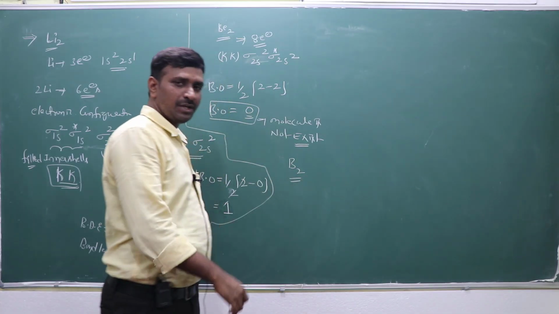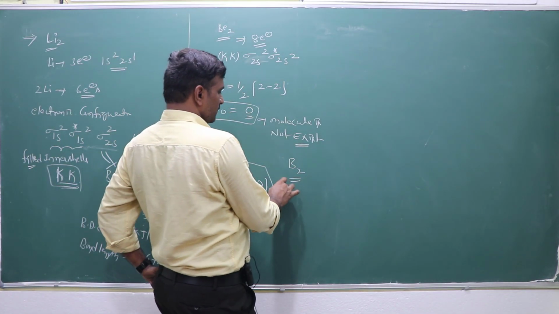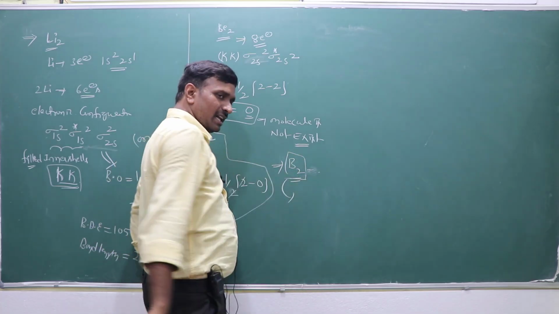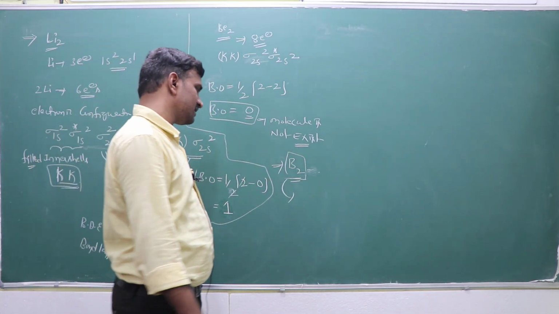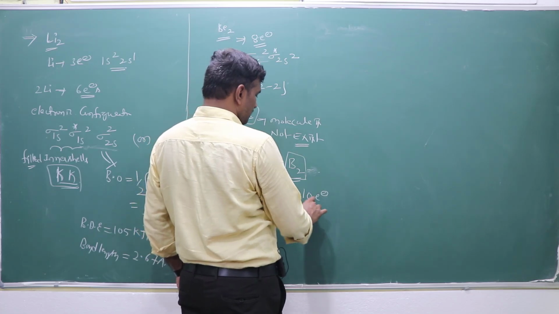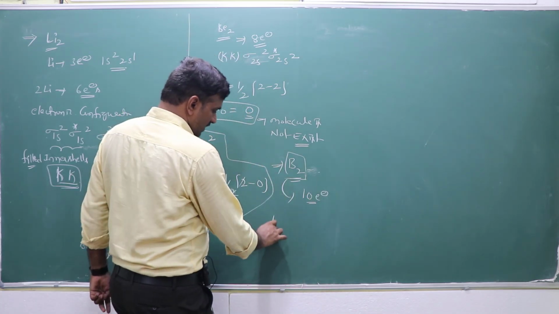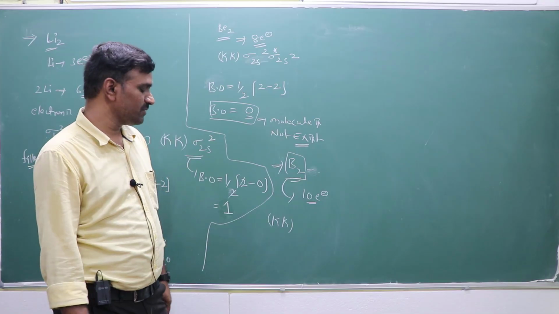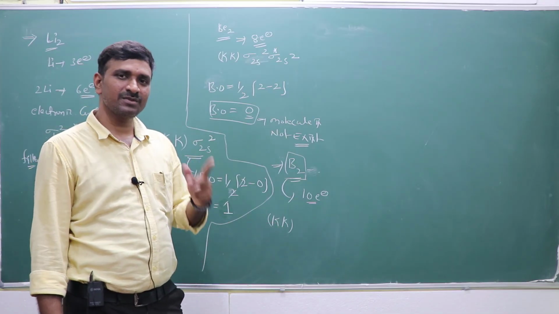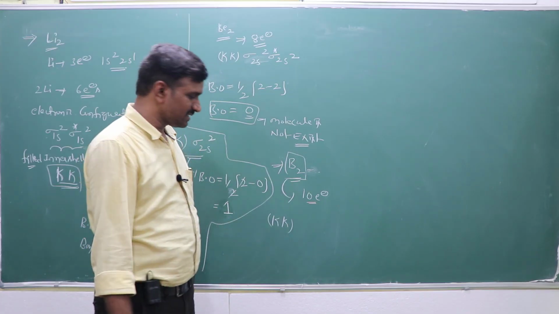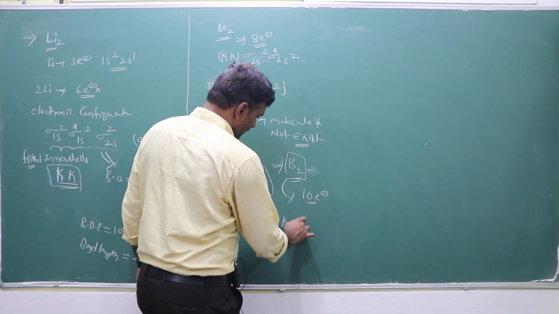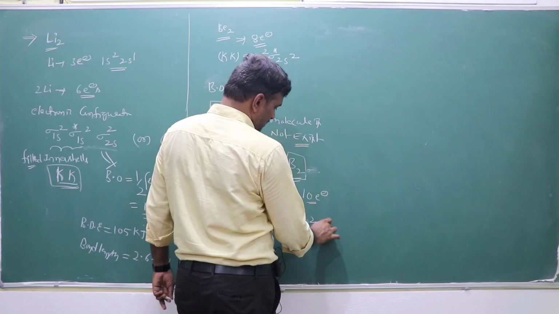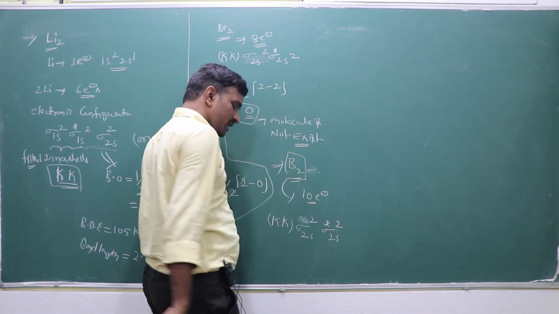Next, after beryllium, is boron 2, the B2 molecule. Boron has atomic number 5, so 5 electrons, and the total is 10 electrons. Out of the total 10, KK means the K shells will be filled, that means 4 electrons. 6 electrons are left. Those 6 electrons are filled in sigma 2s2, sigma star 2s2. How many are completed?